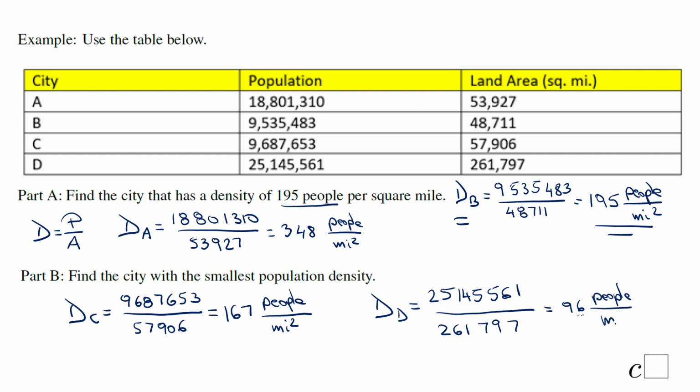Okay, let me double check this one more time. We have 25,145,561 divided by 261,797. Yeah, it's good. So look at here, the answer is city D. Even though it has a bunch of people, 25 million, the land area is a lot larger. So the density is the smallest in city D.